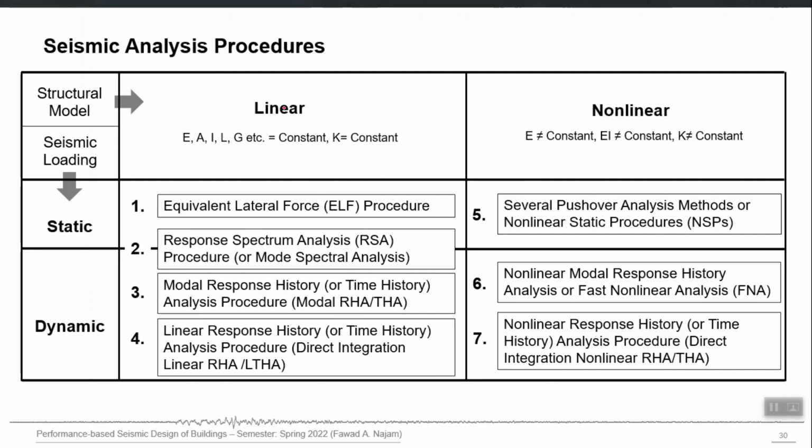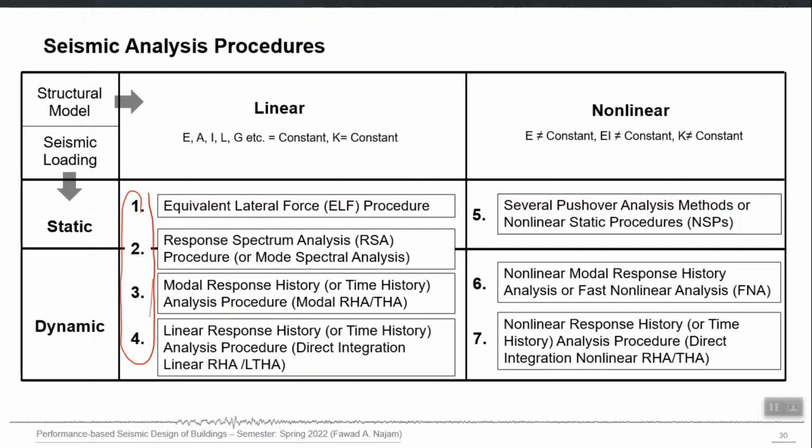So in all that linear domain, 1, 2, 3 and 4, in all those 4 methods, there is a concept of R factor, right. So the pure elastic seismic forces which are calculated by these 4 methods, we reduce them by an R factor, right. And the intention of that R factor is that our structure can be allowed to go in nonlinear range, a safe nonlinear range, relying on its ductility and overstrength, right.